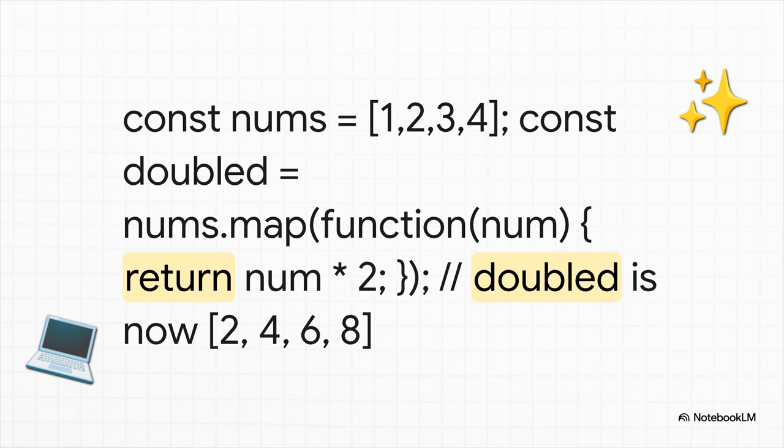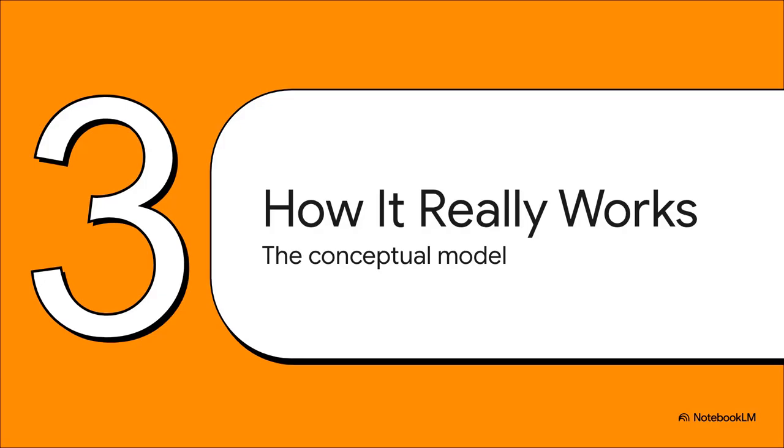Let's see it in action. Here's our numbers array again. We call .map on it, and we pass in a function. So map takes that first item, the number 1, runs our function, and our function says, hey, return 1 times 2. So it gets a 2. Then it does the same for the next item, 2, and gets back a 4. It does this all the way down the line, collecting those return values, 2, 4, 6, and 8, and boom, it hands us our brand new doubled array. Problem solved.